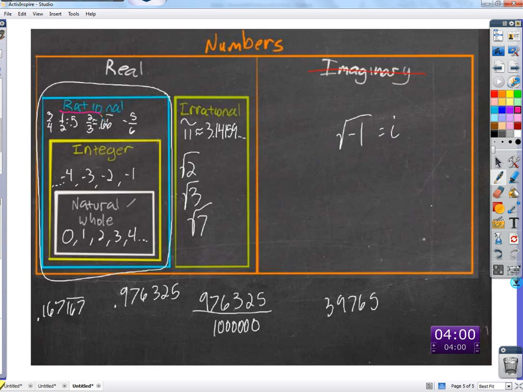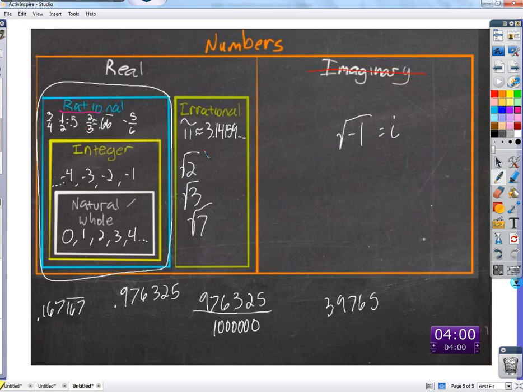If it's a decimal that terminates, like 0.5, we can represent it as 1 over 2. If it's a decimal that goes forever but repeats, we can find a rational representation of that. 0.6 forever is 2/3. Okay? You couldn't write it as a decimal exactly, because you'd have to write sixes forever, but you could write it as a rational number, 2/3.